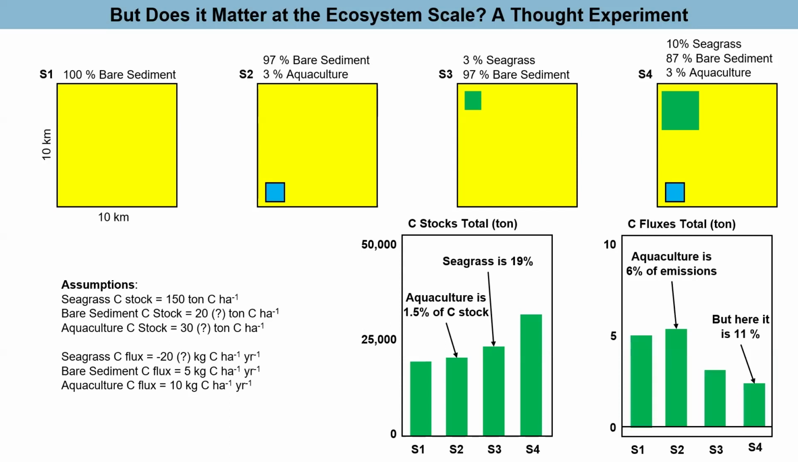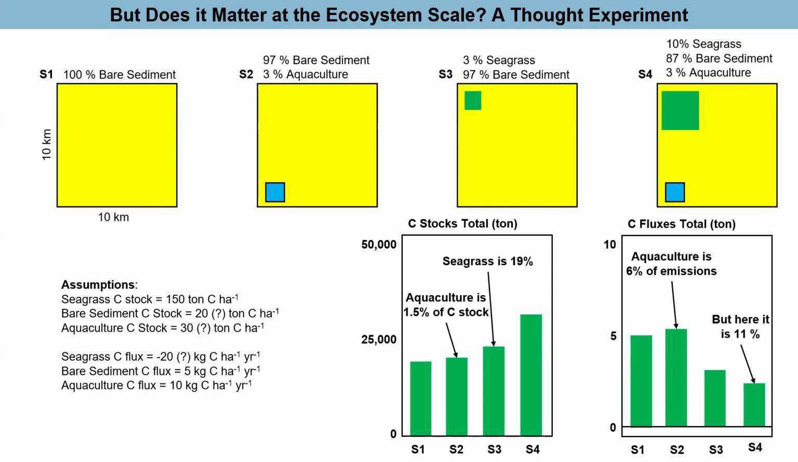If we then start thinking about the fluxes, right? In our first scenario, we see that, yep, we're releasing carbon from the sediments to the water column. We just have aquaculture. We have 6% of emissions attributable to this oyster farm. When we have seagrass, our carbon flux goes down.